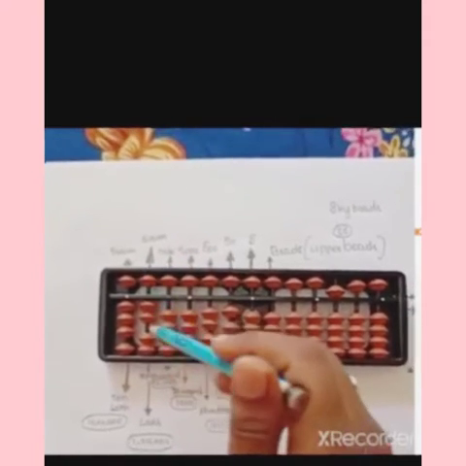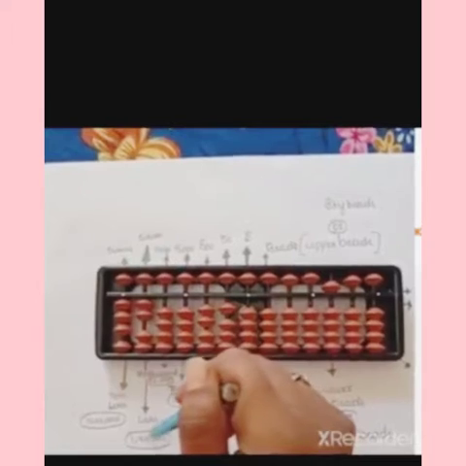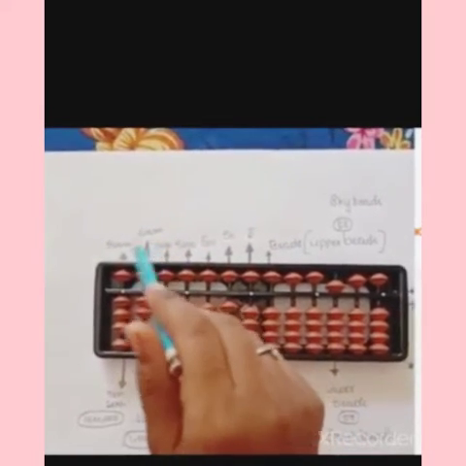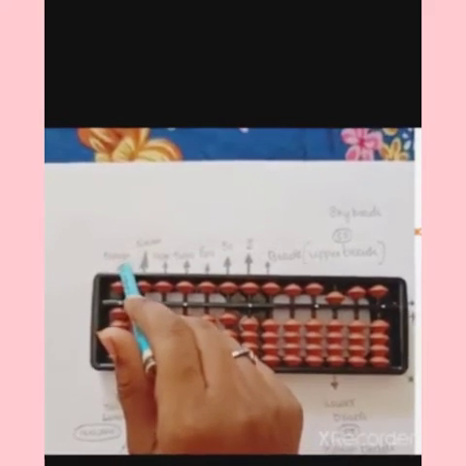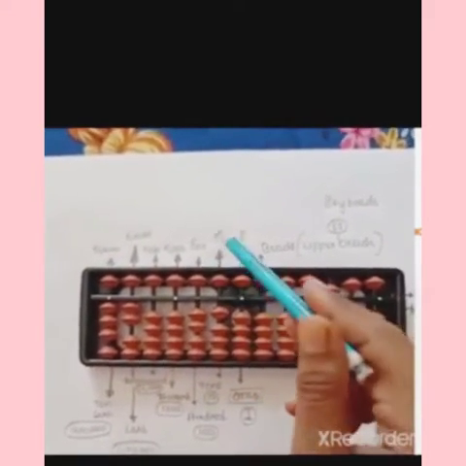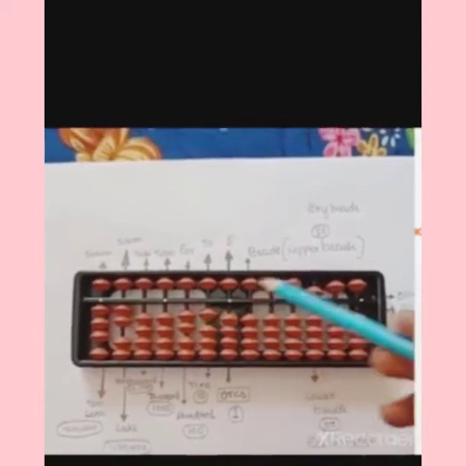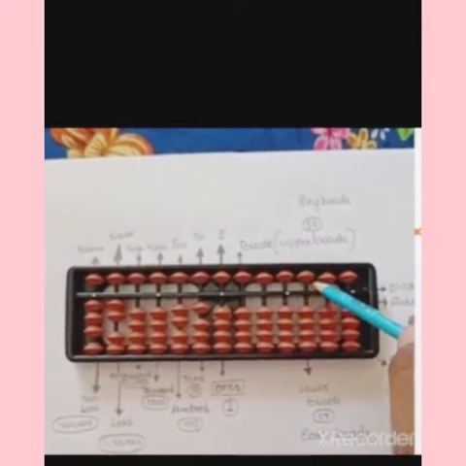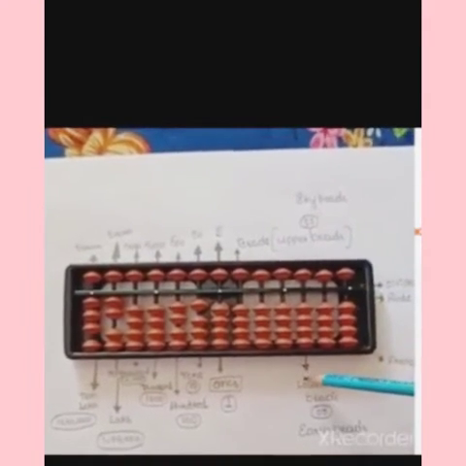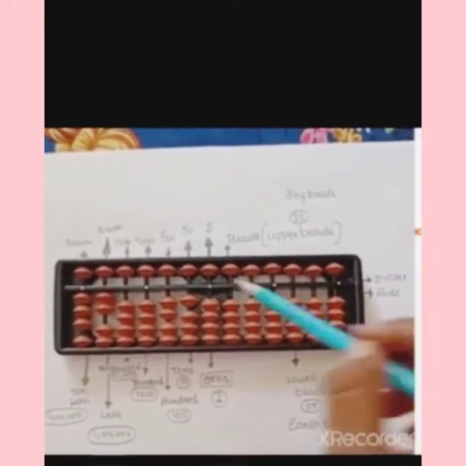Okay, and the next rod is the lakh rod, meaning the value of the upper bead is 5 lakh, and 50 lakh after that. Okay, these are the place values and the values of upper beads and lower beads. And another thing is we call the upper bead the sky bead, and the lower bead's other name is earth bead.